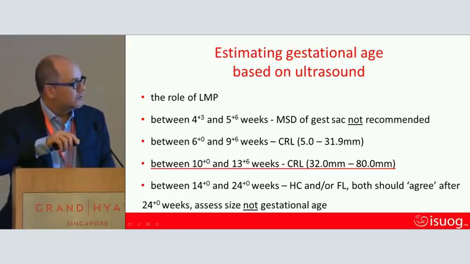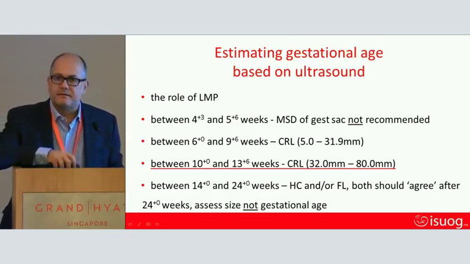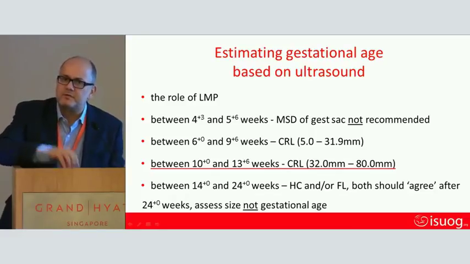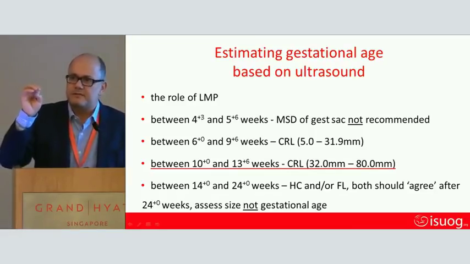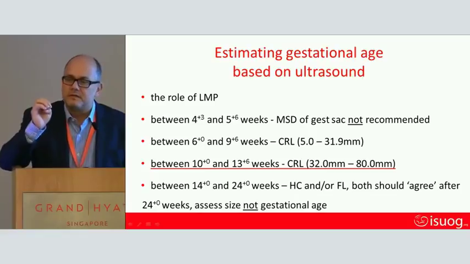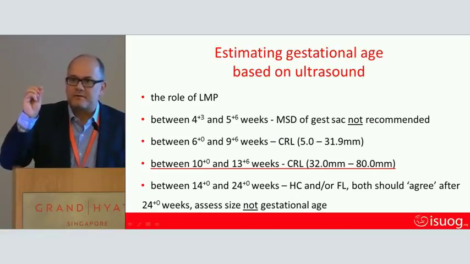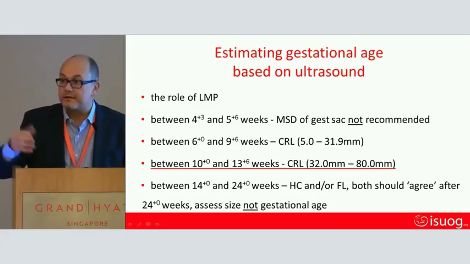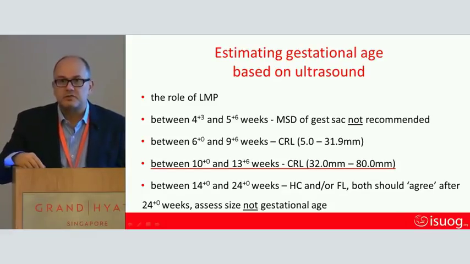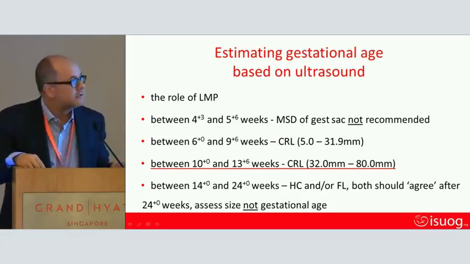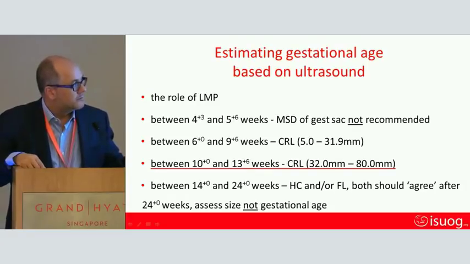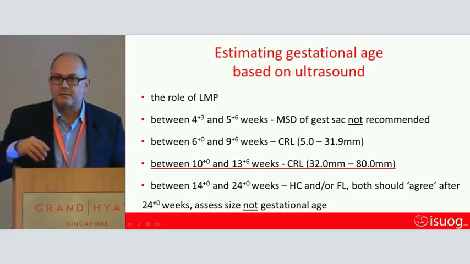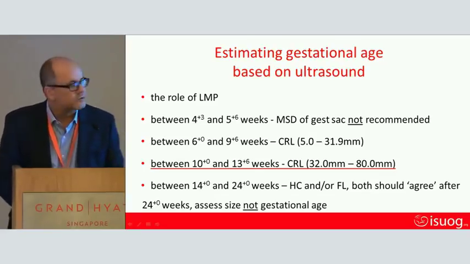Now, you can do that very, very early, but the problem is when you do the scan very, very early, the structures are very small. So if you just make a small error in the measurement, you would make a big proportional error in the gestational age. So generally, we don't recommend to use the sac diameter, mean sac diameter of the gestational sac. We don't use that to estimate gestational age.